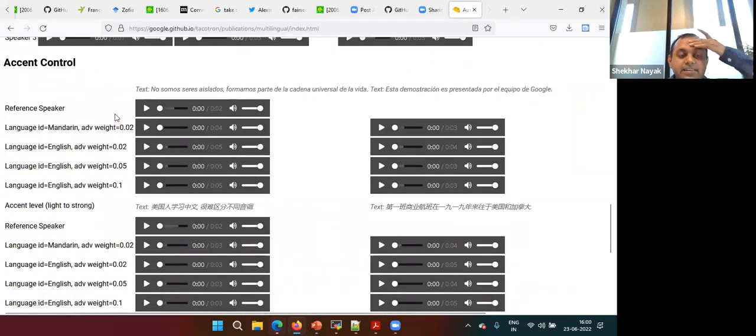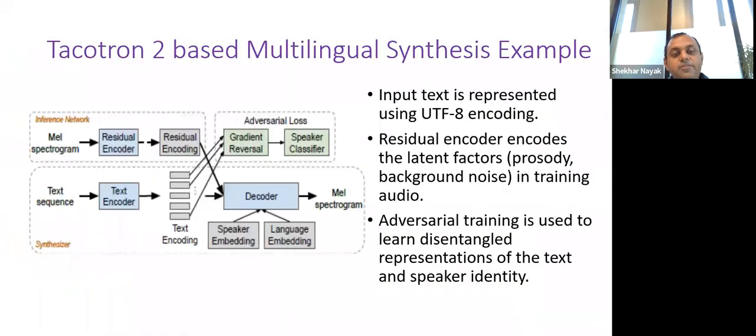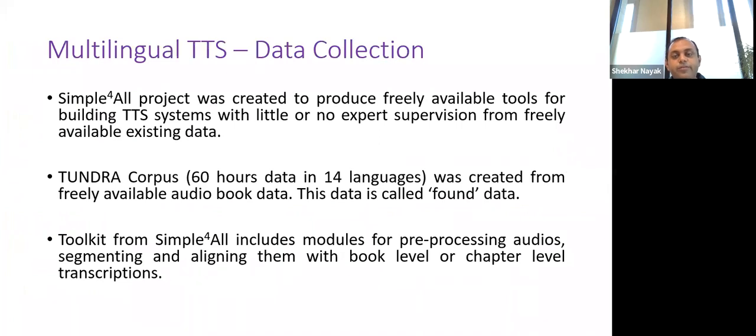When you change these adversarial weights, you can see that the accent level goes from light to strong. So this is a Tacotron 2 based multilingual speech synthesis example. Again, talking about resources in multilingual text to speech.